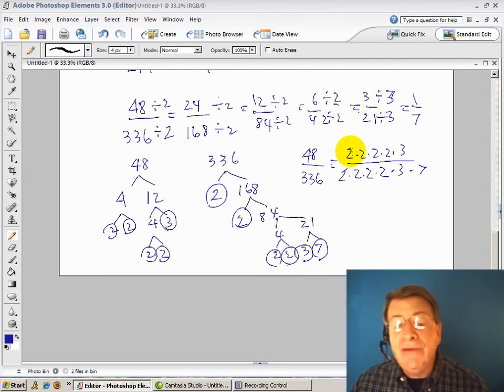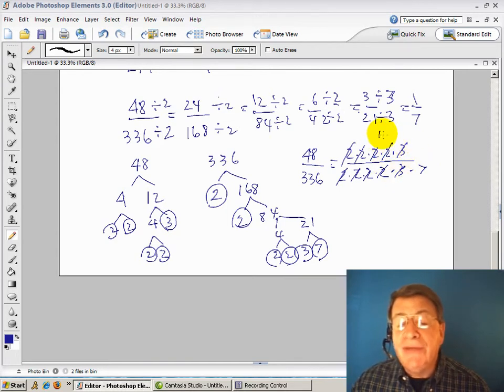Now, once we have it in factored form, we can simply cancel. 2 divided by 2 is 1. 2 divided by 2 is 1. 2 divided by 2 is 1. And again, we have 1. And now 3 divided by 3 is 1. What's left on the top are 1's, and what's left in the bottom is a 7.